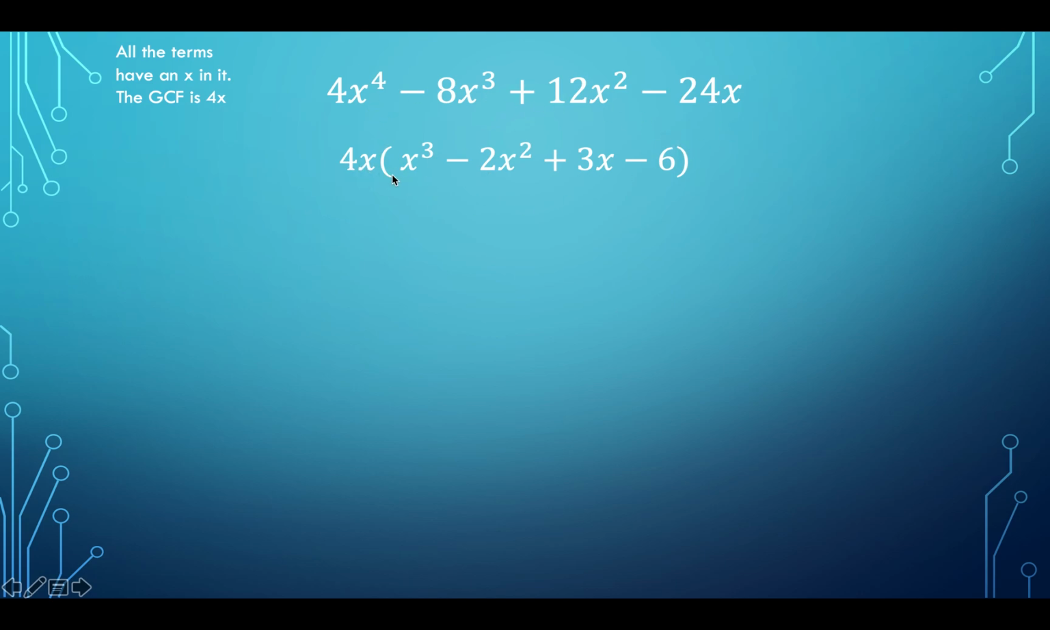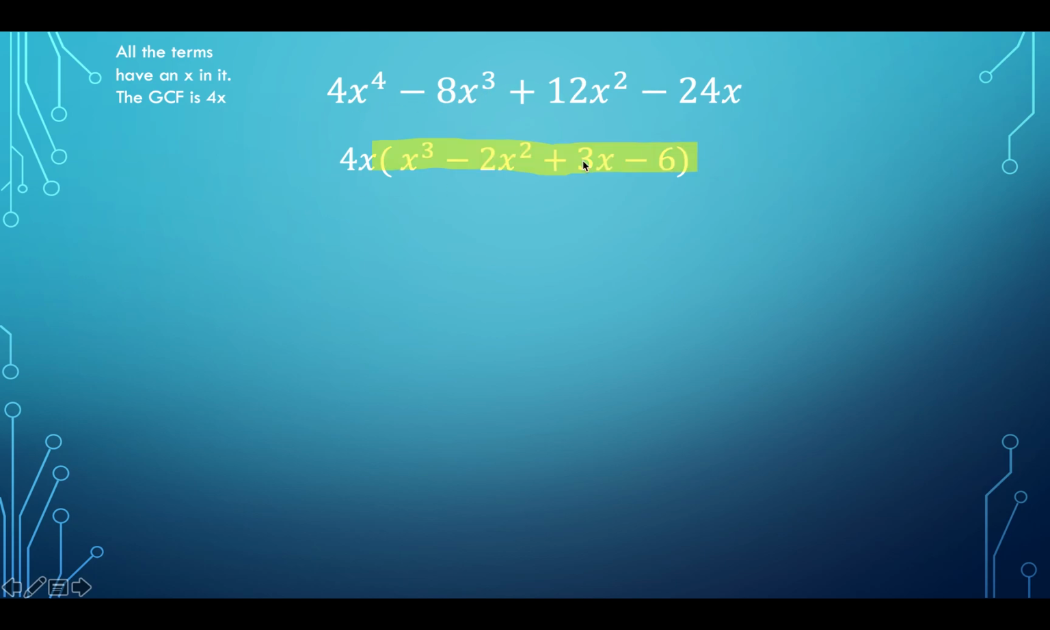Well, if we do 4x, how are we going to get 4x to the fourth back? 4x times x cubed. How do we get 8x cubed back? 4x times 2x squared. How do we get 12x squared back? 4x times 3x. And how do we get 24x back? 4x times 6. So this right here is our factored form.